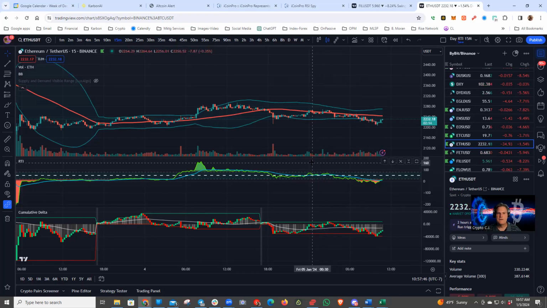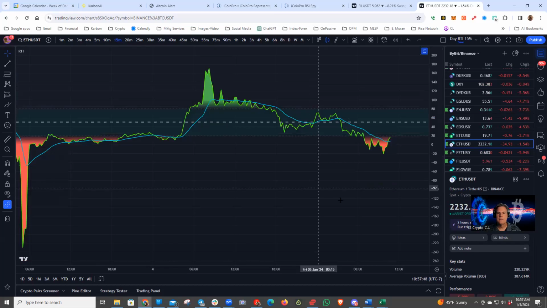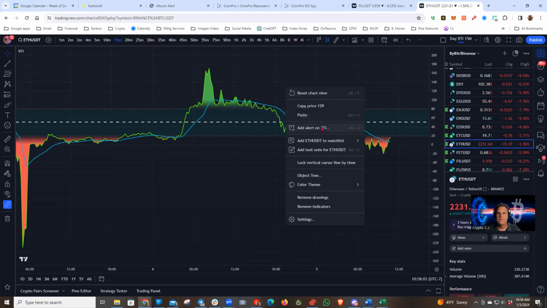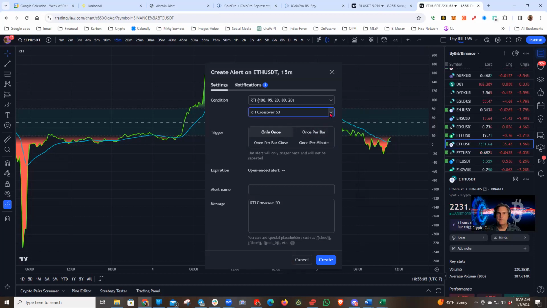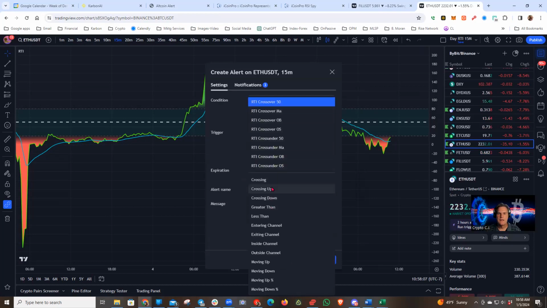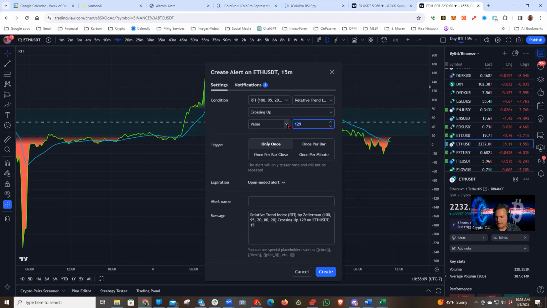There's a few different ways to use the RTI. One of my favorites is what it's about to do now. It's dipped below this 20 value and it's coming back. So I love dips and retraces. That's my favorite way to trade. And you can set an alert on this, right click on it, and crossing up on the 20. And you can do that once per bar close.